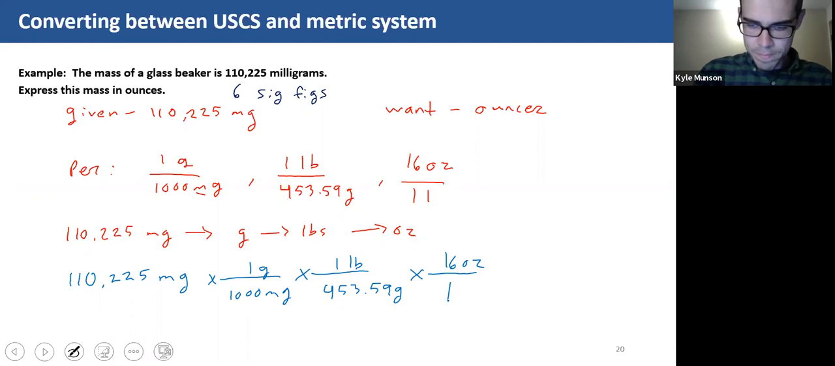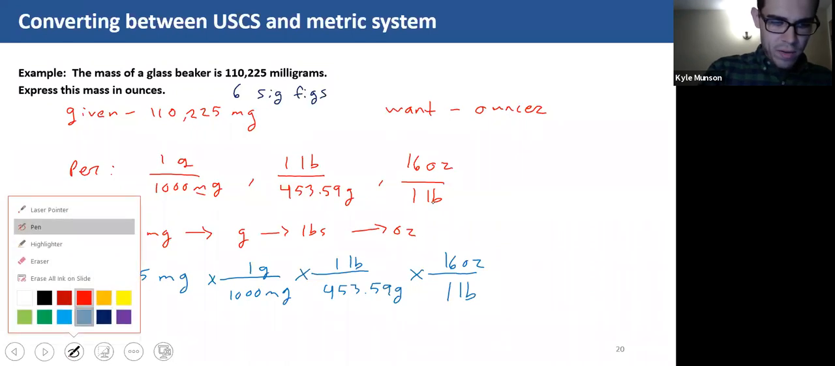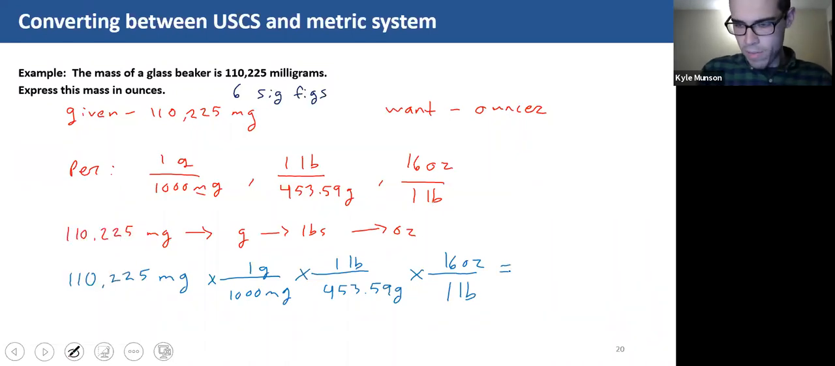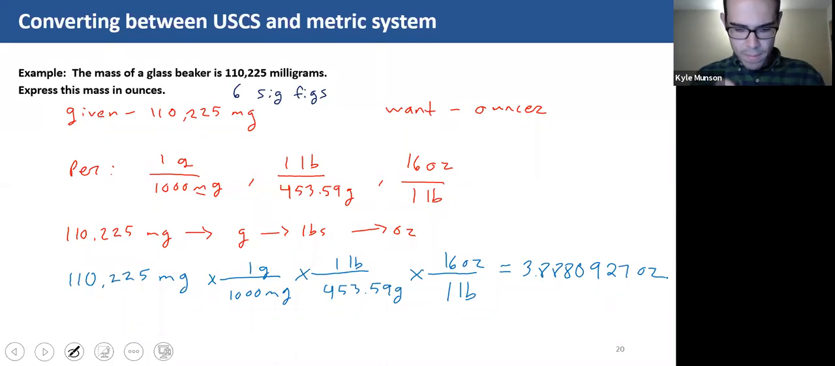Well, whoops. The B there went away. That looks like an 11 pounds. There we go. Okay. So let's put this in our calculator. What do we get? Well, I get 3.8880927 ounces. All right, let me just check that one more time in my calculator, just to make sure. 110,225 divided by 1,000 divided by 453.59 times 16. Yep, that is what I get.